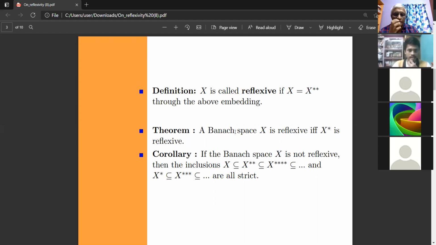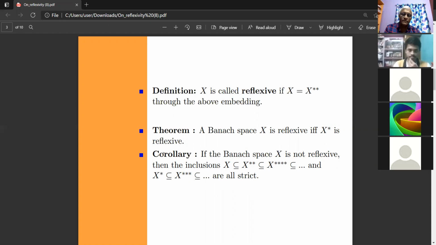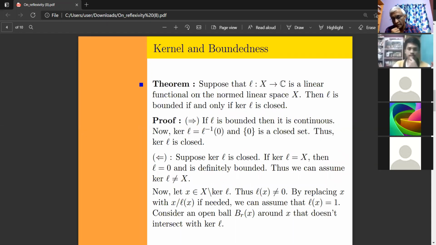And I also present one theorem and its corollary. A Banach space H is reflexive if and only if H star is reflexive, and a corollary is that in this chain of inclusions, H is contained in its bidual H double star and so on, these are all strict if H is not reflexive. To start with, first we try to prove the theorem we mentioned.